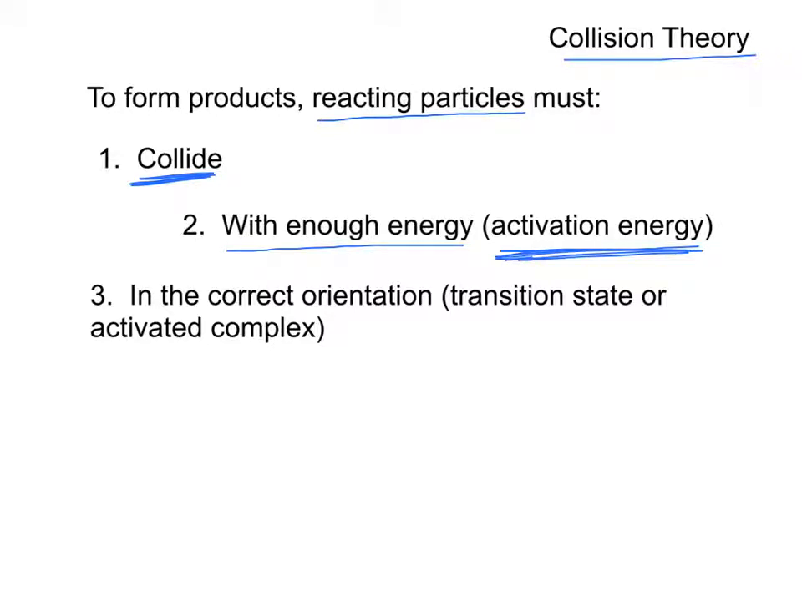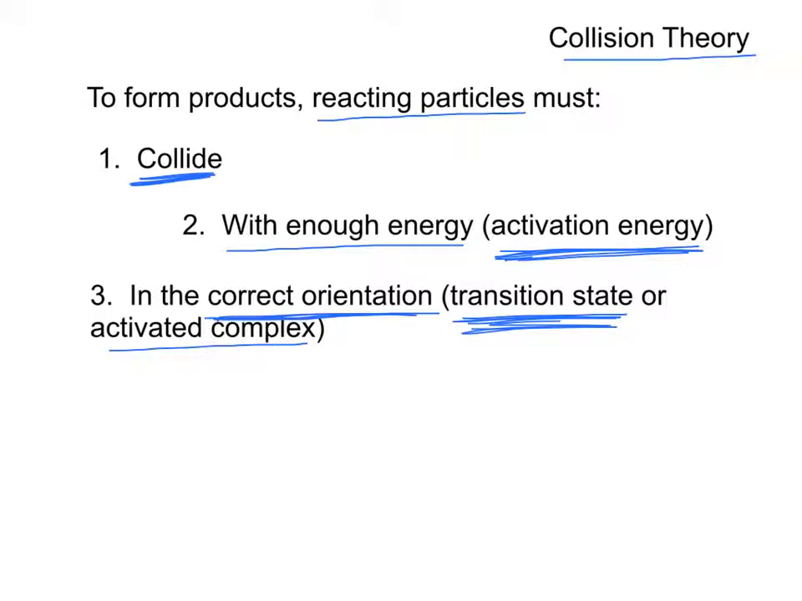But not only do they have to collide and with enough energy, they have to collide in the correct orientation. It may be that they need to collide end to end or side to side, and if they don't collide exactly right, then they won't react either. This correct orientation is called the transition state. Sometimes it's called the activated complex. I'm probably always going to call it the transition state.